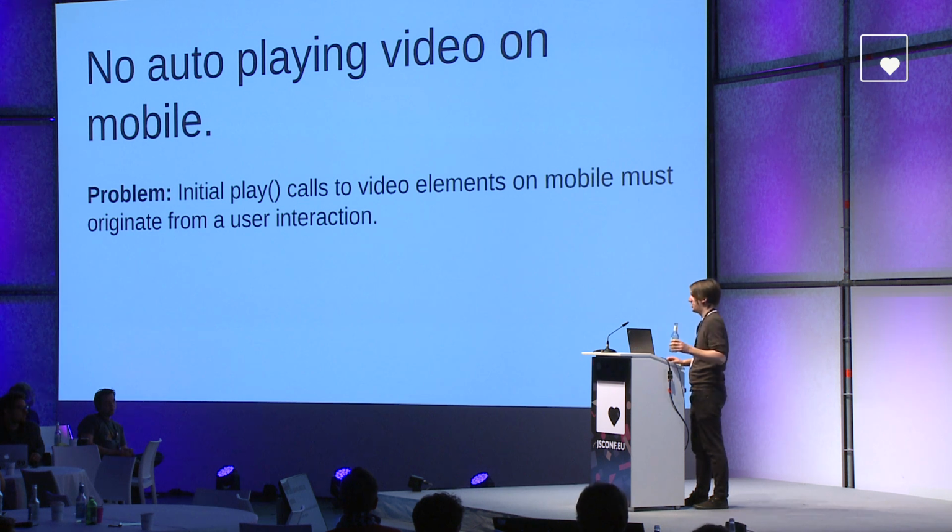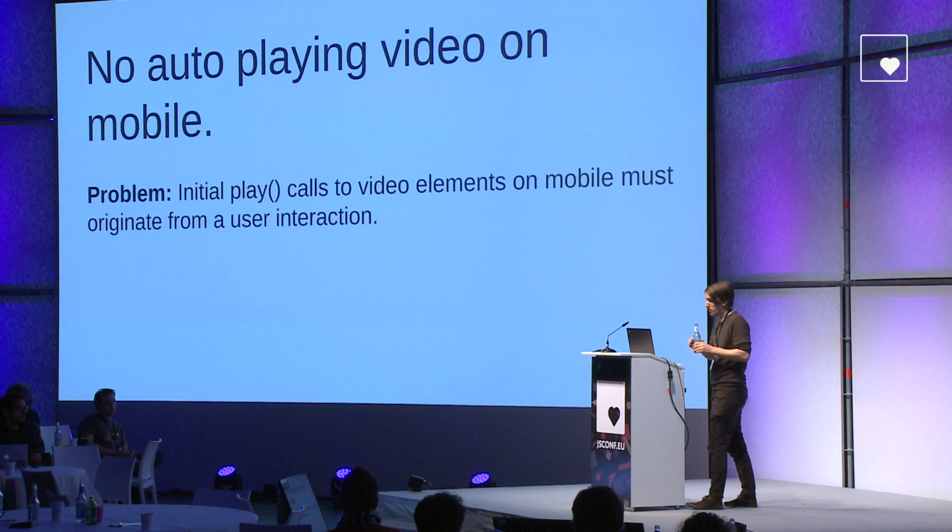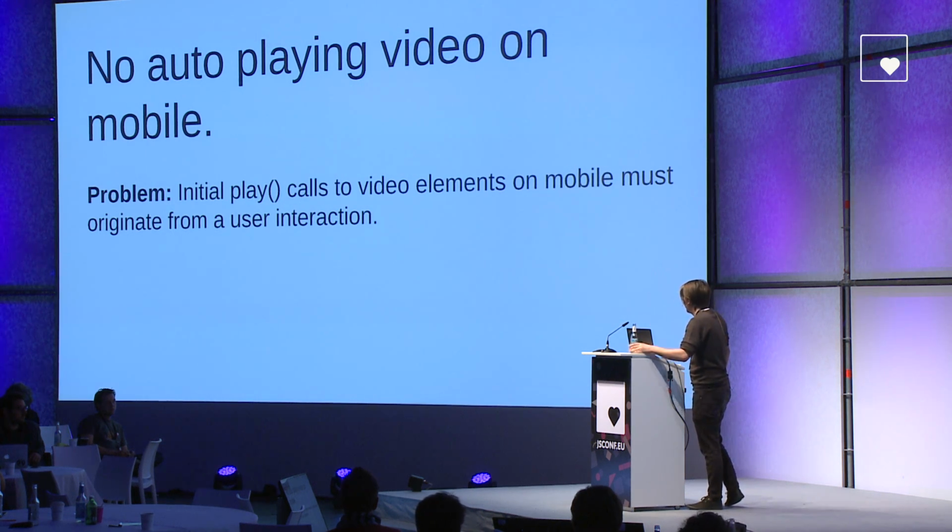OK, I'm a little bit ashamed of this one, so bear with me. So on mobile, there's no auto-playing video. And this is to prevent videos auto-playing and using up all your mobile data. And the reason for this is all control calls to a video element must originate from, or the first one must originate from, a user action in order for a video element to be controlled programmatically on mobile.